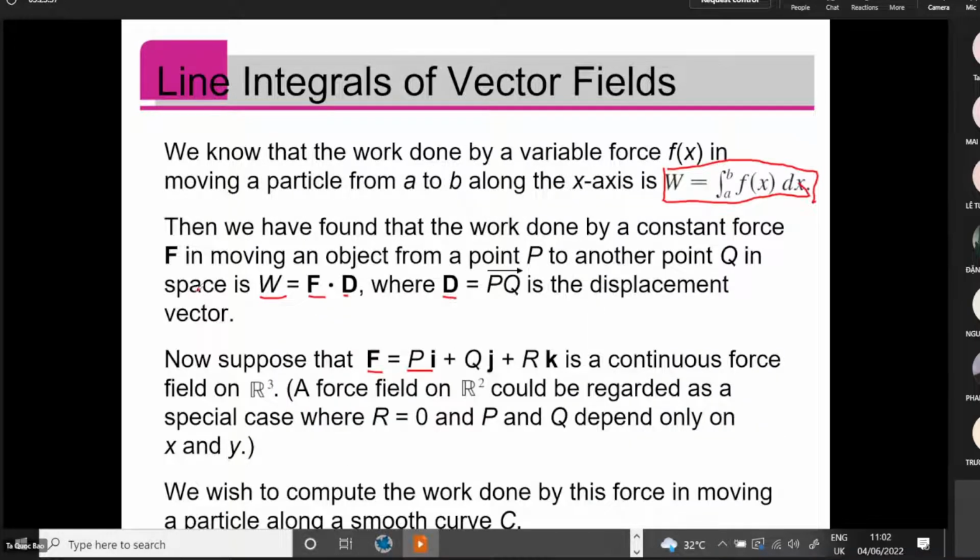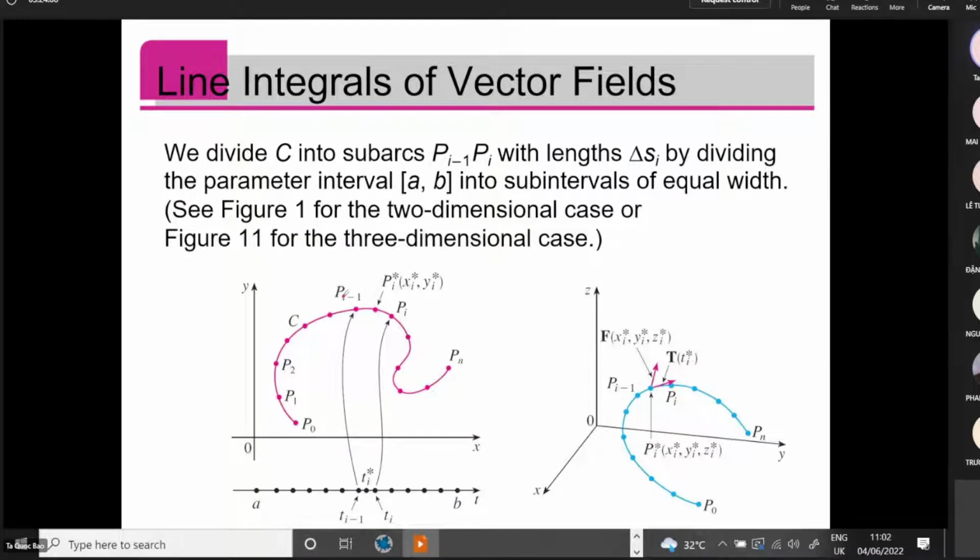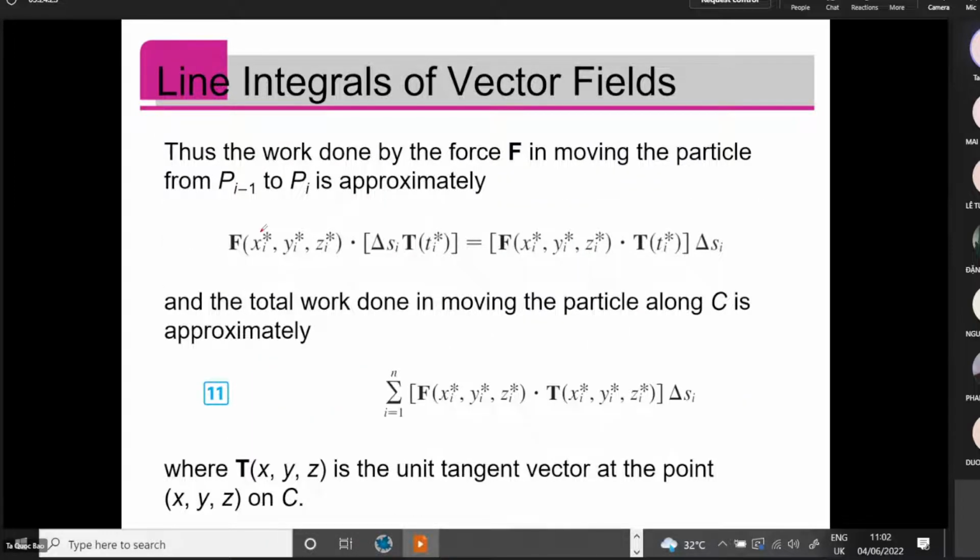Okay, and now we have a definition of a line integral of vector fields on the curve C. On the curve C is this. We divide the curve C into small curves, take any point here, and then we get the value of the vector field at this point, and then we make the Riemann sum of F dot T, and here T is the unit tangent.